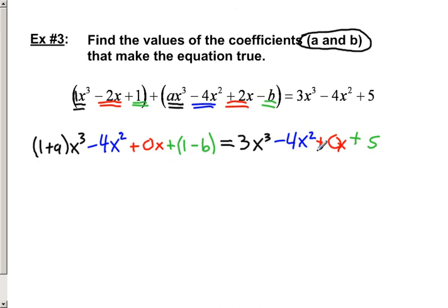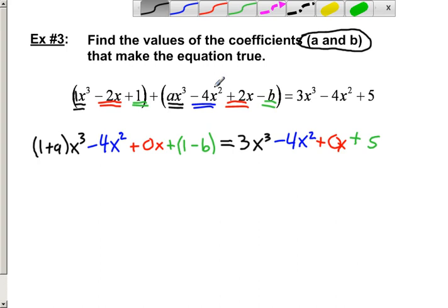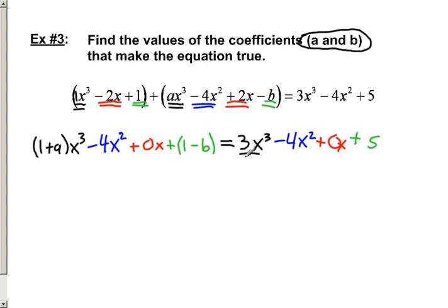Now, if this polynomial is equal to our other polynomial, the only way that's possibly true is if all of the like terms are identical, which means these x cubed terms have to be the same. In order for the x cubed terms to be the same, their coefficients must be the same, which means 1 plus a must equal 3. From this, we can find quite easily by subtracting 1 that a is going to be equal to 2. So there, we're halfway home.